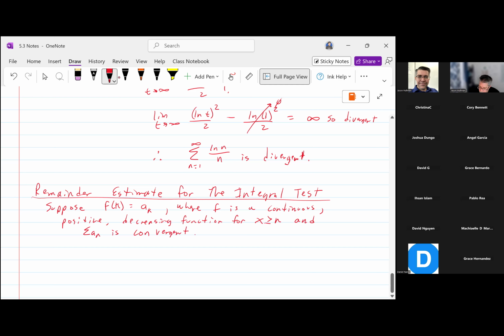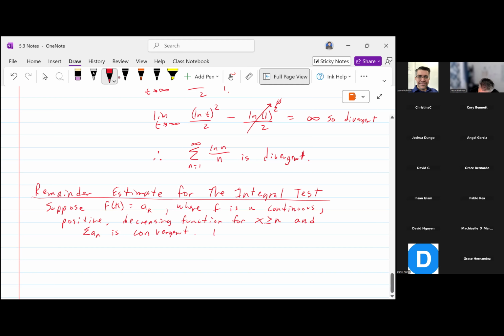So we already know that a sub k is continuous and that the summation of a sub n converges. We know that we're dealing with a convergent series. It's continuous, it's positive, and it's a decreasing function. So this function decreases.